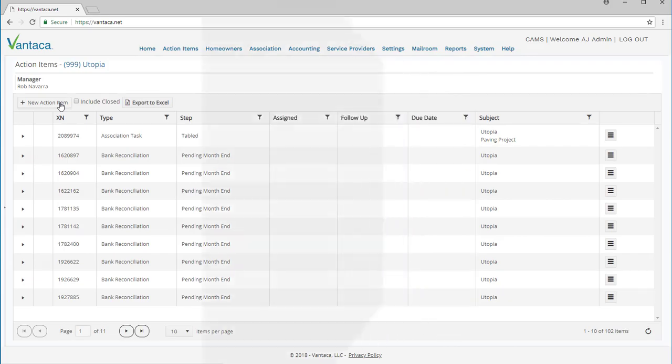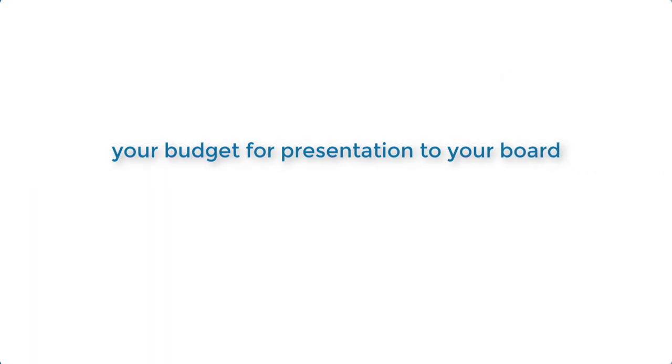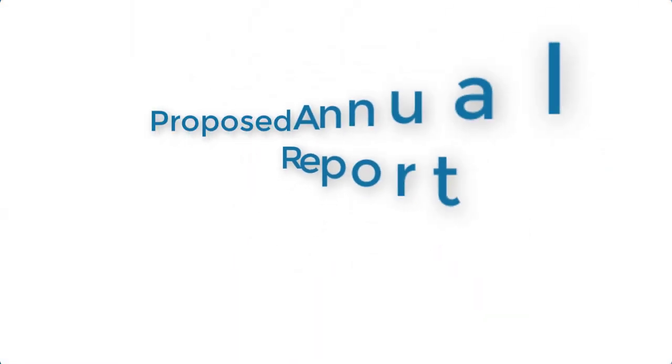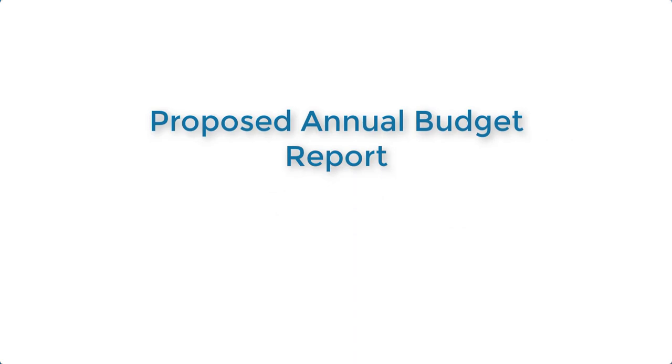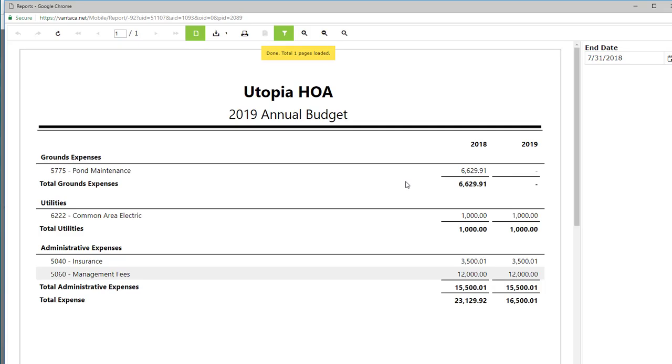And then finally, let's discuss producing and exporting your budgets. There are two areas where you can export your budget for presentation to the board. The budget worksheet, which will produce the full worksheet as displayed online. You can add columns or manipulate as needed for presentation to your board or association. The second is the proposed annual budget report. This is a clean version of the proposed budget with the GL category, prior year, and proposed year.